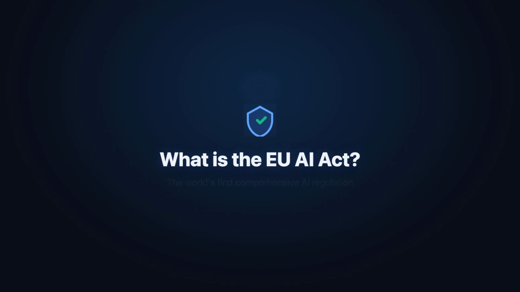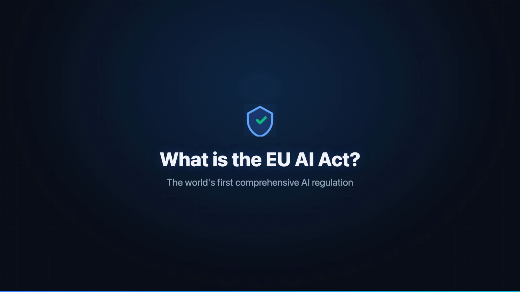What is the EU AI Act? The EU AI Act is the world's first horizontal, binding regulation on artificial intelligence. It takes a risk-based approach and applies globally to anyone placing AI systems on the EU market. In the next few minutes, we will unpack its structure, obligations, and timelines. Let us get started.